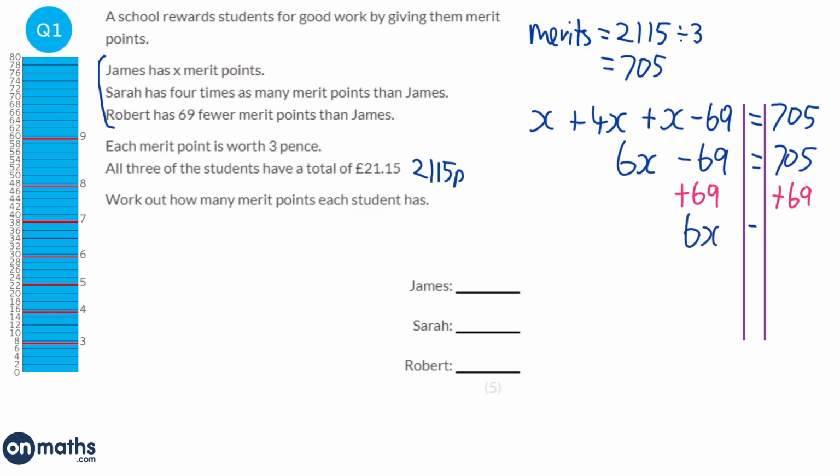So we've got 6x equals 774. Then we're going to divide both sides by 6, and so we've got x equals 129. That means James has 129. Sarah has 4 times more, so she will have 516. And Robert has 69 fewer, so we take 69 away from 129, and that will equal 60.